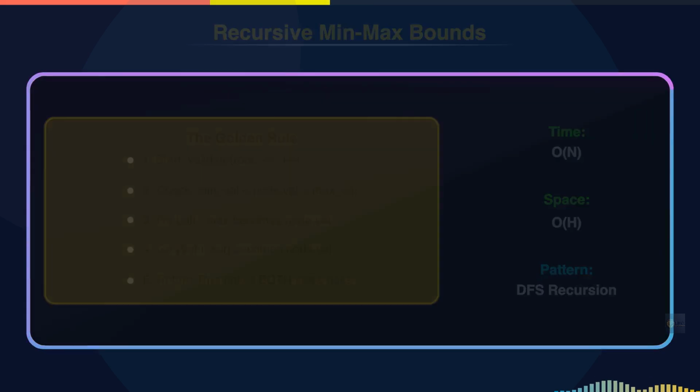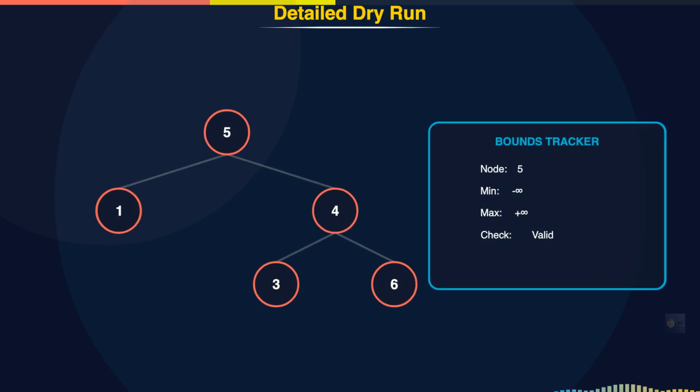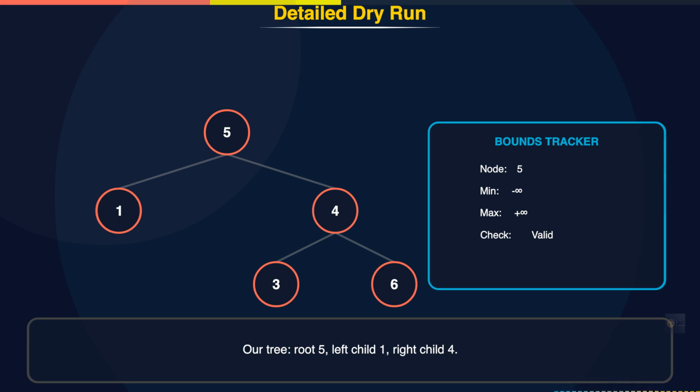Now let us dive into the dry run. Our tree has root 5 at the top. Left child 1, and right child 4. 4's left child is 3, and 4's right child is 6. We start at node 5. Bounds, min is -infinity, max is +infinity. 5 is in range. Valid.